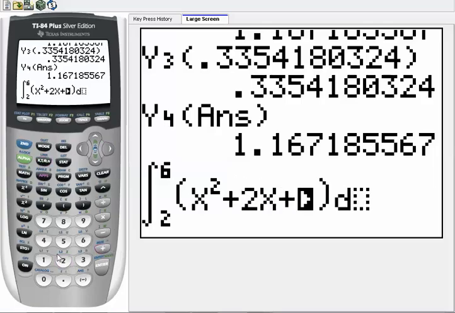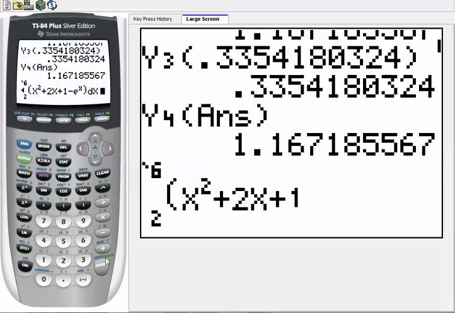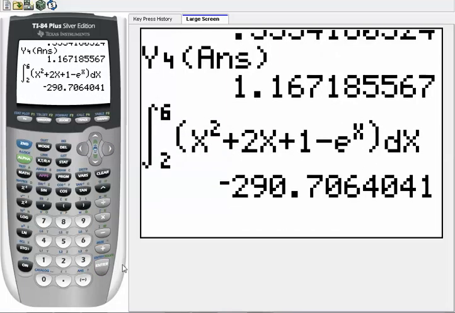2x plus 1 minus what? Second, where's e? E to the what? X. And it's dx, right? Yeah. Press enter. What does it come out to be? Oh, that's pretty cool, isn't it?